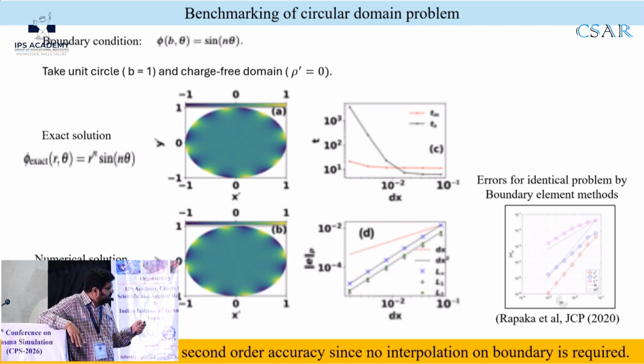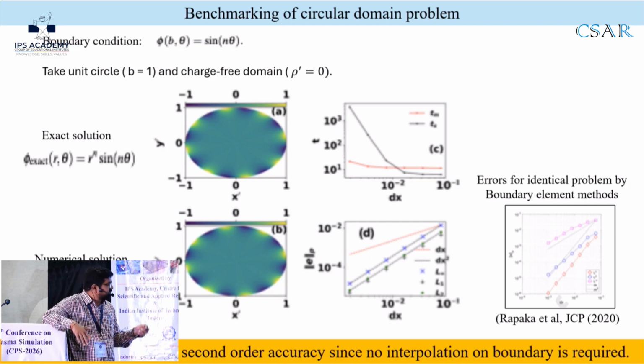And for a similar problem, there is a JCP paper from 2020 that used the boundary element method, where these boundaries have to be mapped, and then from a rectangular grid you have to do some interpolation and get those boundaries. If you look at that method, the global error matches second order accuracy, but the local error is between first and second order.